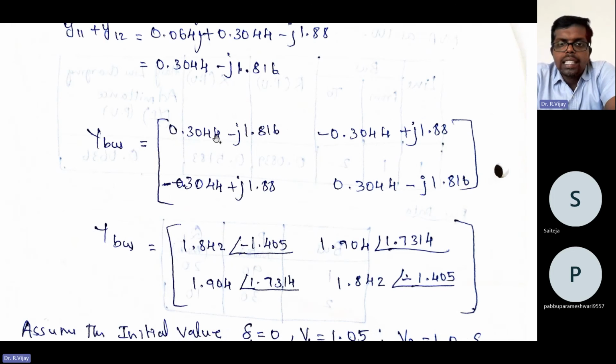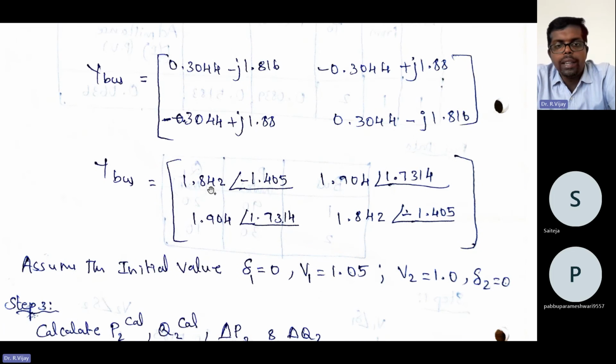Now, should you keep this in the complex format itself or change it to polar form? Because it involves the phase angle, we are converting this complex format into polar form. In the scientific calculator, just one click and you'll get the answer: 1.842 at the angle of minus 1.405.